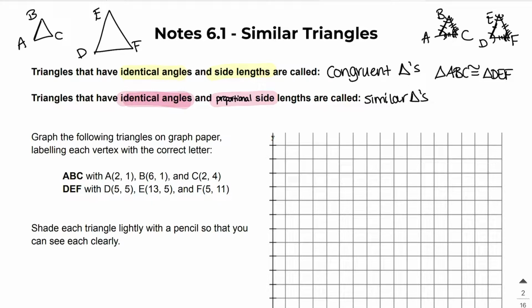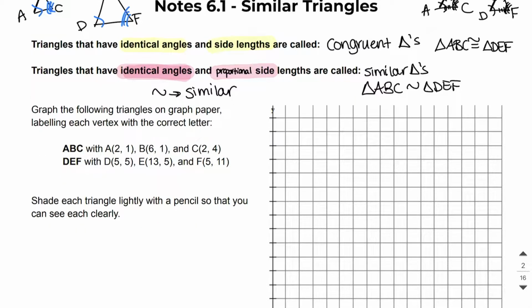So that means that angle A would be congruent to angle D, angle B would still be congruent to angle E, angle C would be congruent to angle F. But if you notice, DEF is larger than ABC, so they don't have congruent side lengths. So what we would say here is triangle ABC is similar to triangle DEF. So this symbol right here means similar.